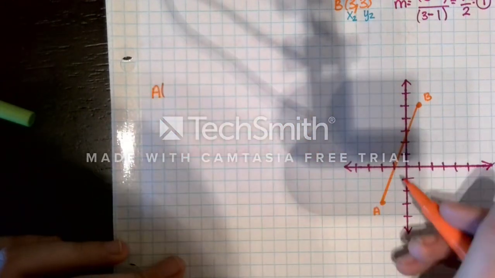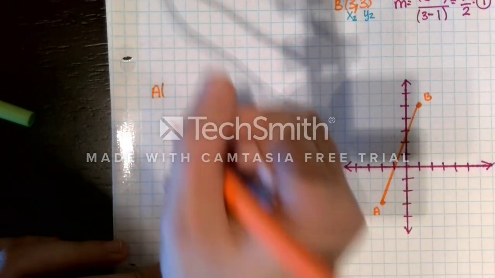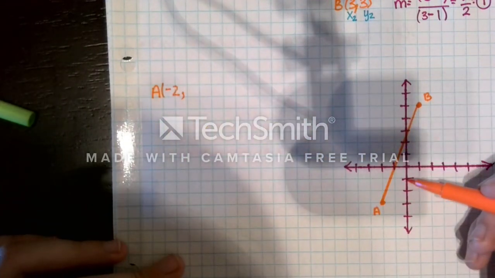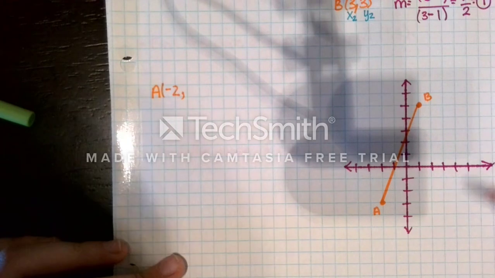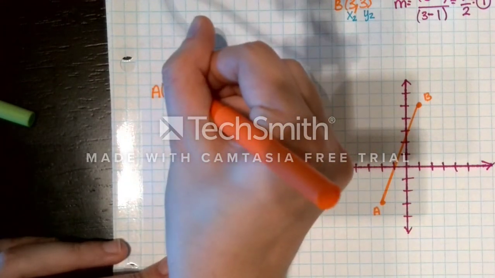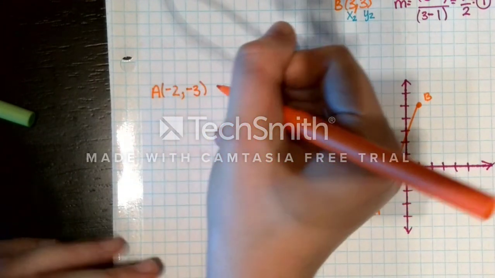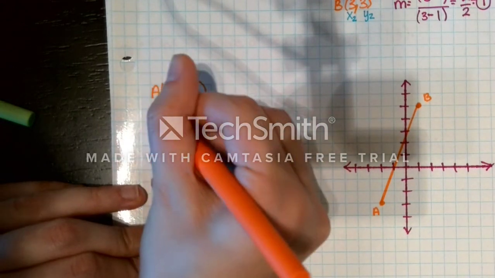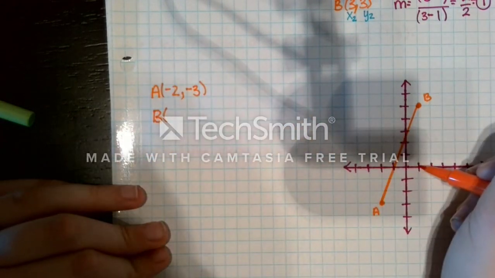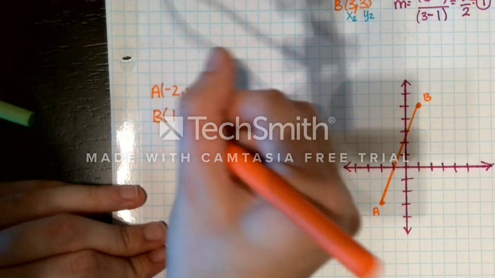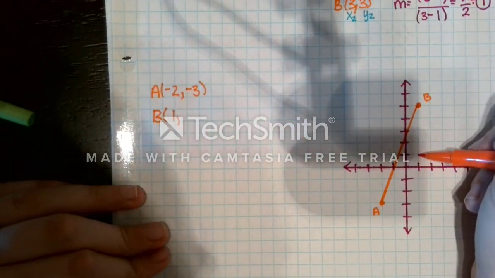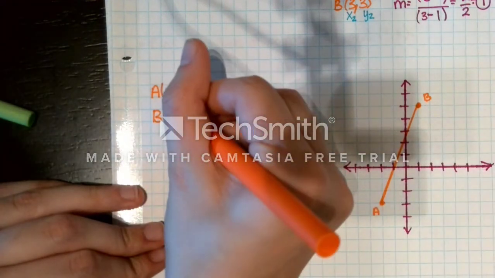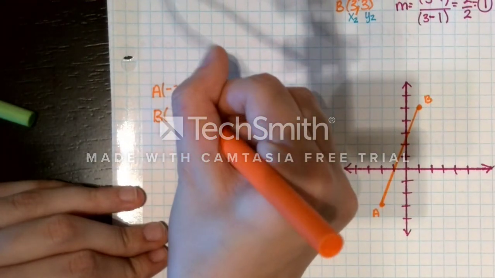A has a point of -2, since I went 2 to the left, and I have to go 1, 2, 3 down. So since I went 3 down, that means my point is -3 for my y. And for my B is at 1, since I went 1 to the right, and I have to go 1, 2, 3, 4, 5 up. And since I went 5 up, I have a positive y value.